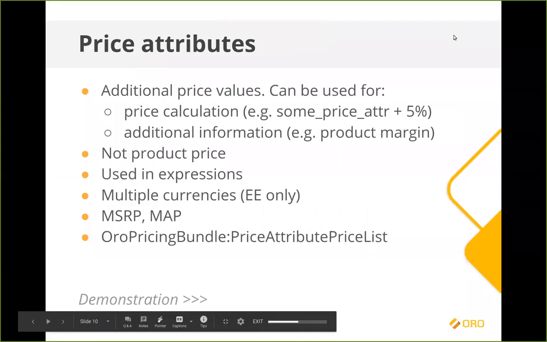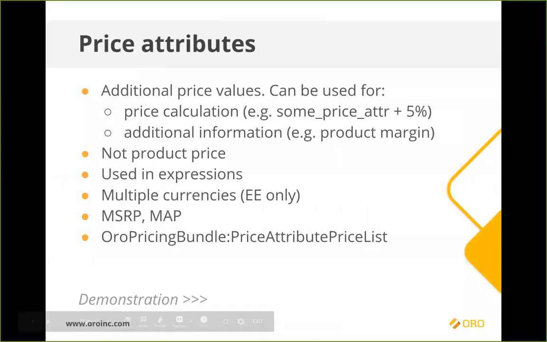The next interesting and important thing is a price attribute. So a price attribute is an additional price-like value, which is not a real price. It's often used in rules to automatically calculate some prices. For example, we have some kind of price attribute, for example, MAP or MSRP, and we want to add an additional margin, let's say 5%. In this case, it's a great example of using price attributes. Or it can be the margin itself, like for example, when we are adding $1, $2, or $3 on top of the main price and so on.